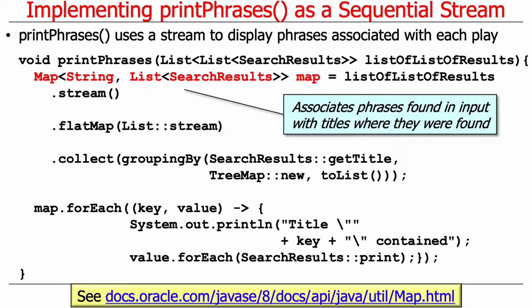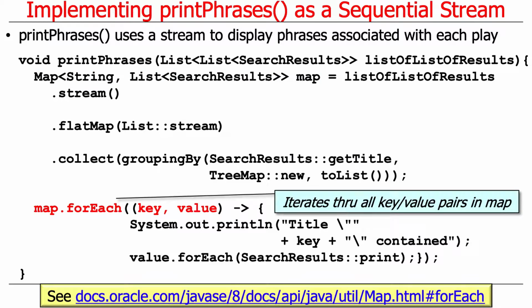Now, just to make this easy to read, I could have glommed this all together and not have created an intermediate map. I just wanted to avoid making it too confusing. So what we're going to do here is, now that we've got our map, we're going to use that map and we're going to iterate through the map. So for each element in the map, we're going to iterate through it. So this is the map's forEach method.